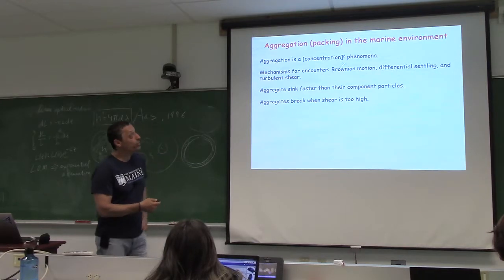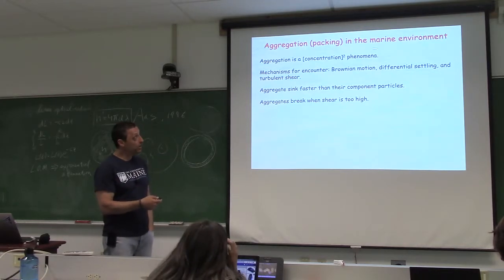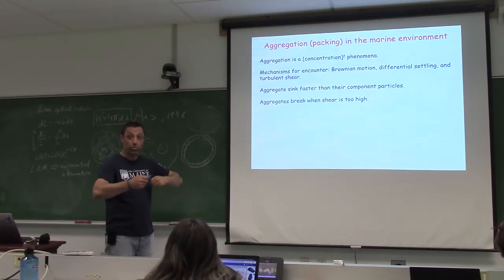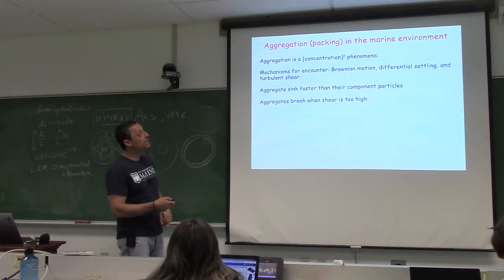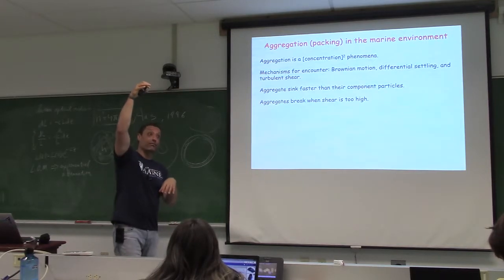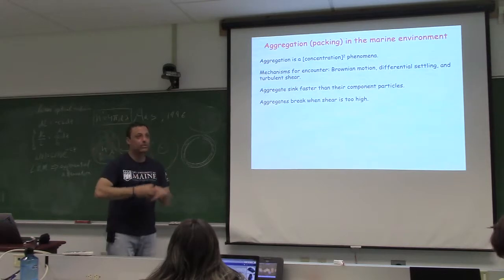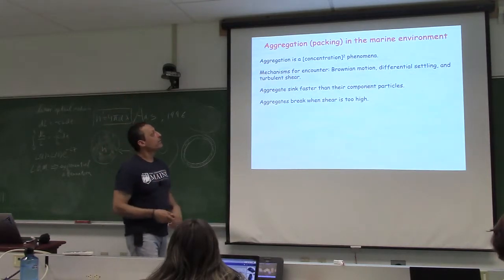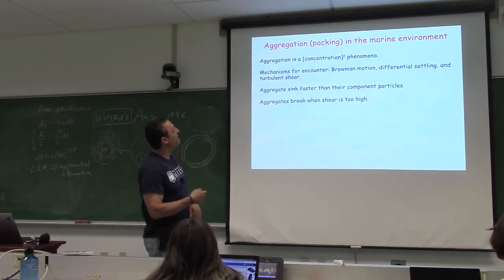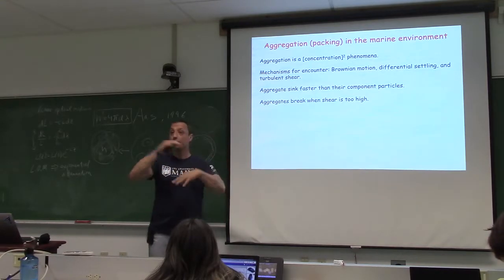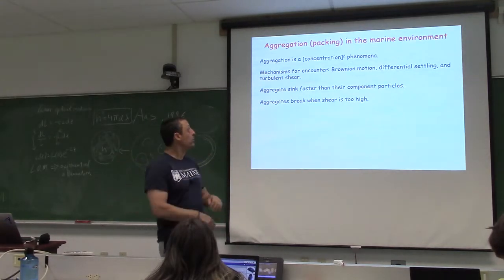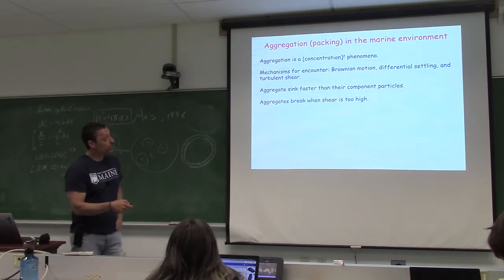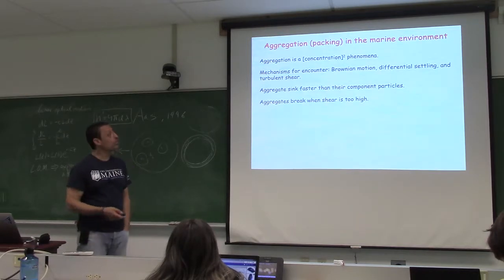The mechanism for encounter could be Brownian motion. It's usually not important in the ocean, so that's just movement because water molecules jitter with temperature. Differential settling, meaning a fast particle captures a small particle as it goes down, or a slow particle. And turbulent shear, meaning water movement brings particles together, they bump into each other. They sink faster than the component particles, so it matters for export. And they break when shear is too high.